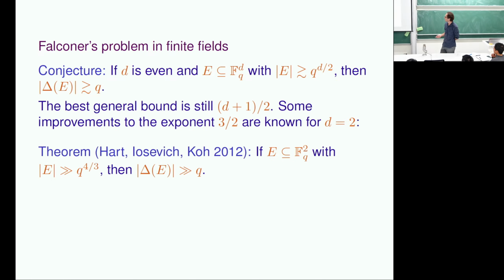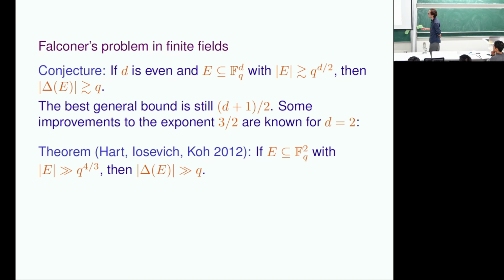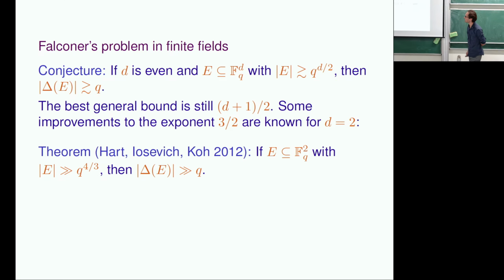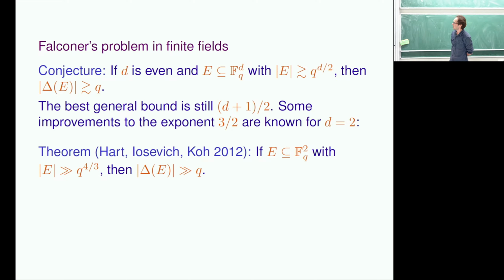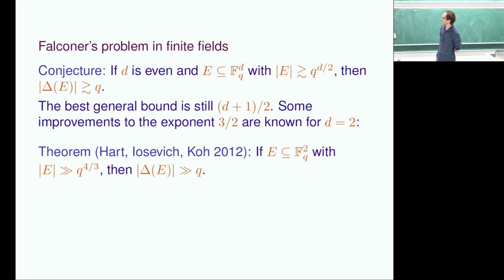We're still quite far from being able to show anything like that, so it's not too important what the precise conjecture is. The best general bound is still that (d+1)/2 that was shown on the previous page. And there are some improvements to the exponent.